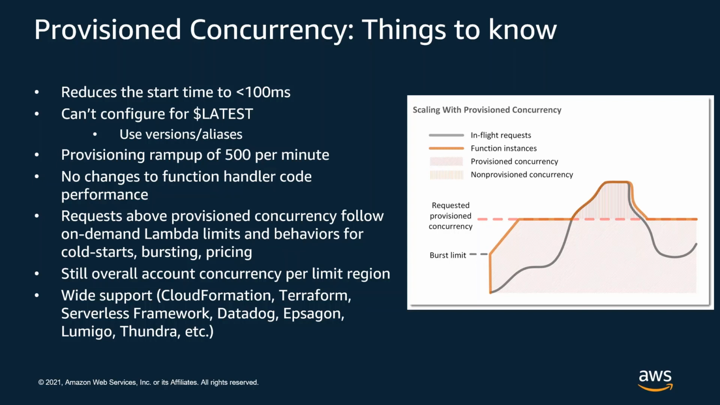Now, regardless of how you configure provisioned concurrency, overall account concurrency limits per region and account still apply. And if you need high levels of concurrency, please open a support ticket so we can help you out. Provisioned concurrency is also supported in AWS tools like CloudFormation and SAM, and in partner tools like the Serverless framework and Datadog and Thundra, so it's really broadly supported in tools and services you might already be using.